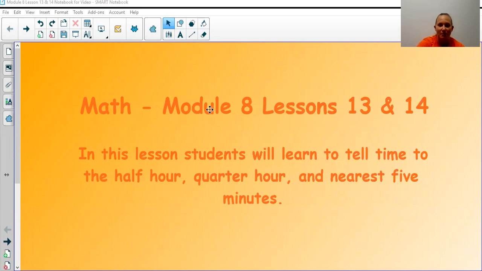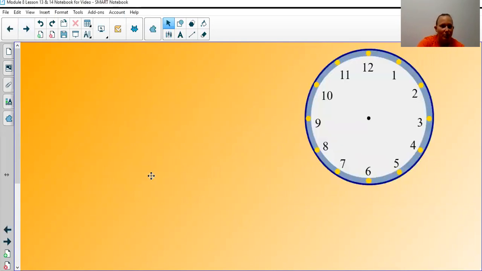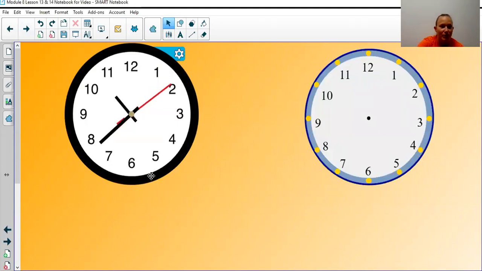Today we're going to be talking about Module 8, Lessons 13 and 14. In this lesson, you will learn to tell time to the half hour, quarter hour, and the nearest 5 minutes. So let's take a look at this clock. First, what we're going to do is we're going to review.